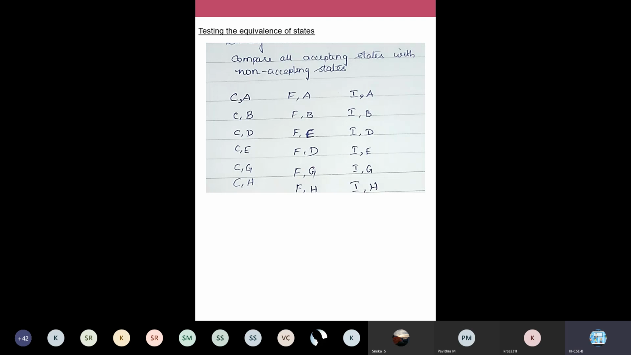I didn't compare C with F and C with I. Okay, are you all listening? You have to compare your accepting state with all other non-accepting states.